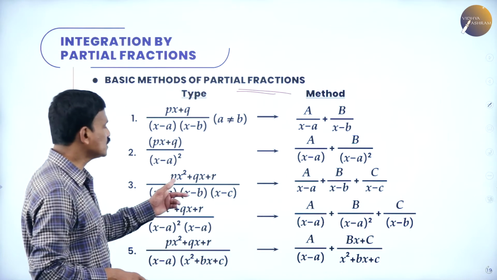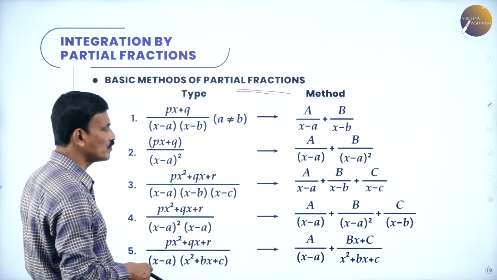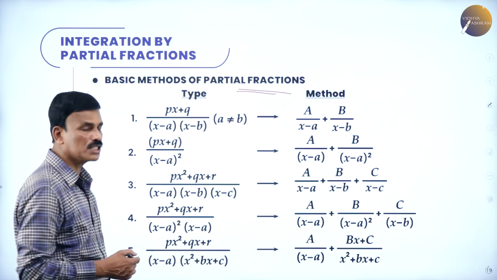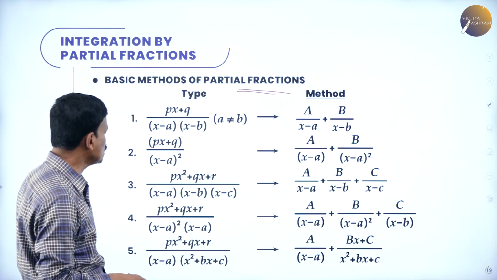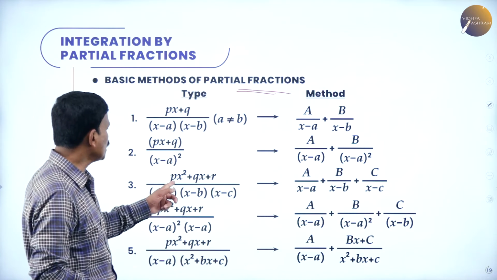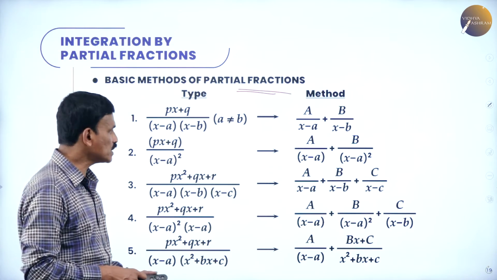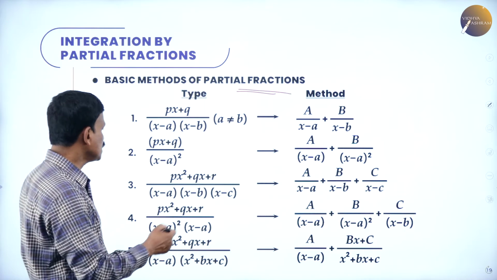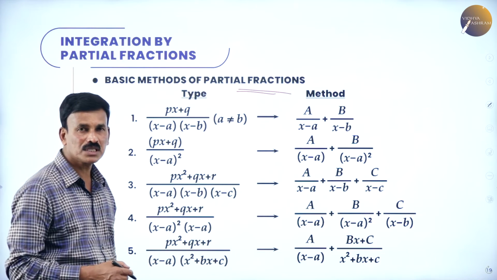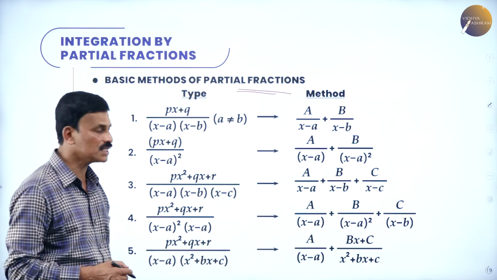If the numerator is a quadratic equation divided by a cubic equation, that is px square plus qx plus r divided by x minus a into x minus b into x minus c, then it is a by x minus a plus b by x minus b plus c by x minus c. Just a by first factor plus b by second factor plus c by third factor.